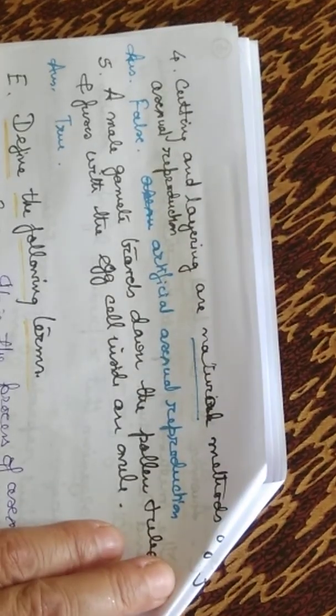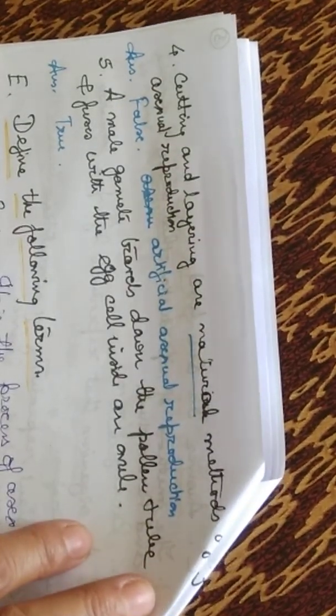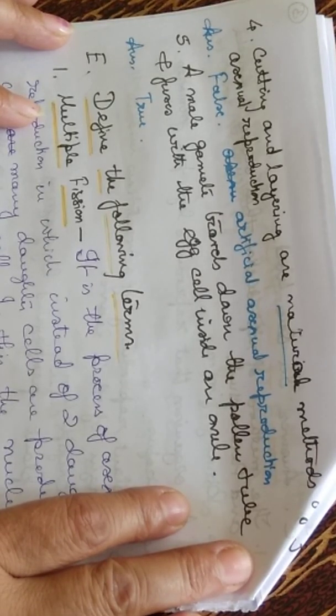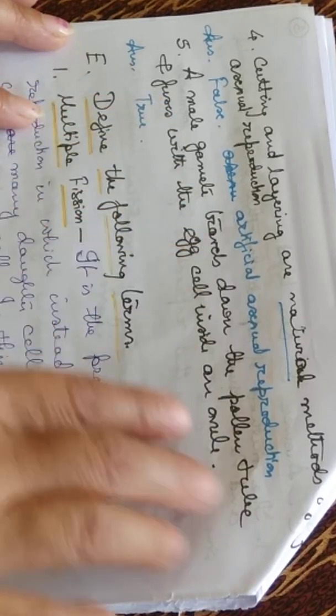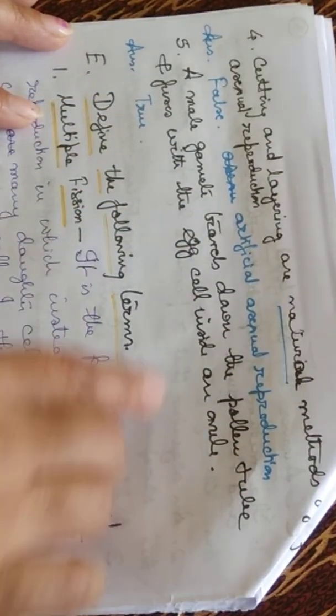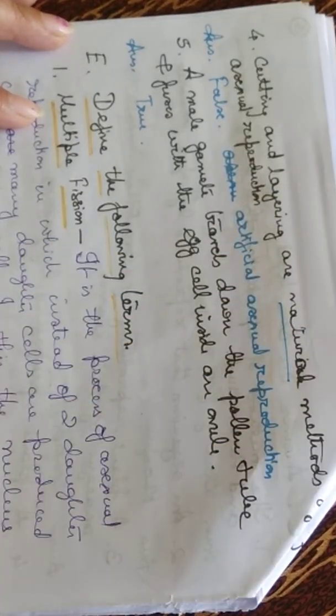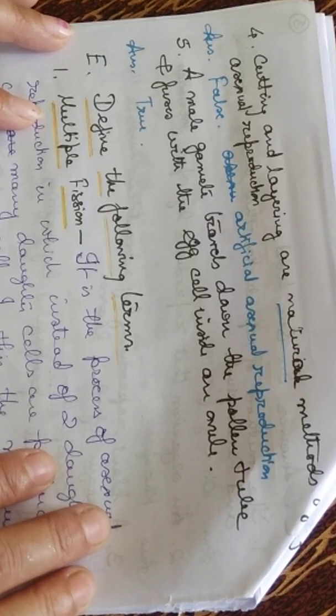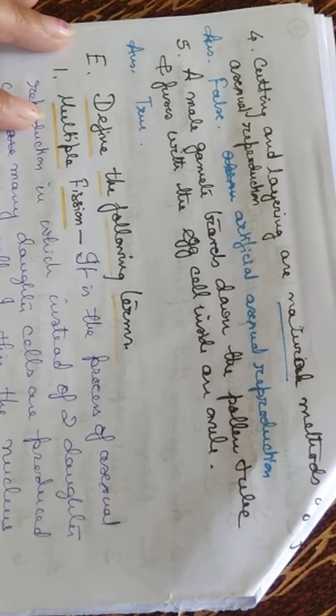Next, cutting and layering are natural methods of asexual reproduction. That's false. It is artificial asexual reproduction, not natural methods of asexual reproduction, that is cutting and layering. Then, a male gamete travels down the pollen tube and fuses with the egg cell inside an ovule. That's true. Okay, let me stop here.